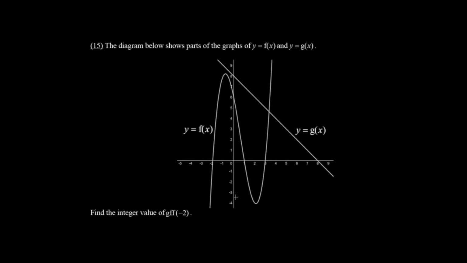A functions question now, and we have to work out an integer value for gff of -2. So we work from the inside out. We've got to first work out what the f of -2 is, then the f of that answer, and then the g of that answer. So let's have a go.